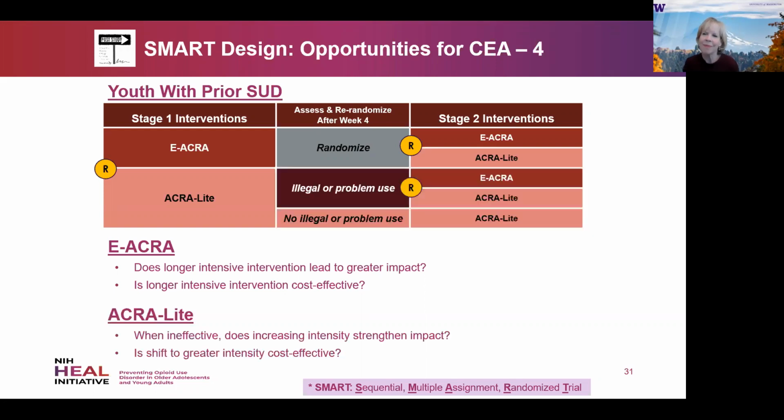Next, please. For those in the ACRA Light condition, re-randomization at week 4 is going to be based on their use. Those who we have indications of illegal or problem use will be re-randomized potentially to EACRA or to stay in ACRA Light. So here we can answer when an intervention is ineffective, does increasing intensity strengthen impact? And again, even if it does, is it cost effective? Next slide, please.